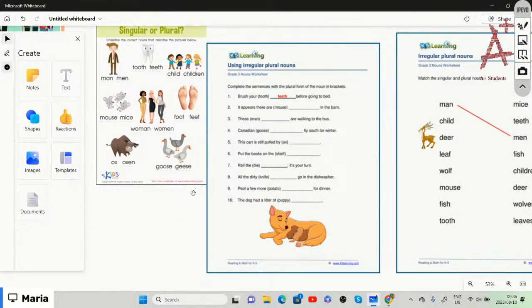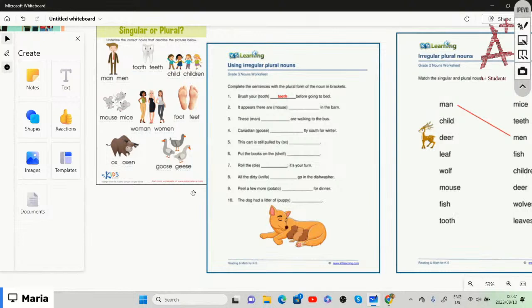All right, so now using irregular plural nouns. It says that we need to complete the sentences with the plural form of the noun in the brackets. So the word in the bracket is given to us already. We just need to change that word to a plural form. The first one was done for us: brush your tooth before going to bed. Which means that we don't say tooth, we say brush your teeth, before going to bed.